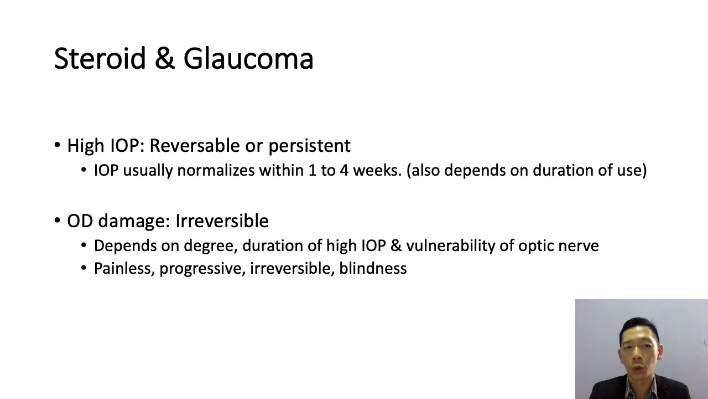For this, unfortunately, the answer is no. Is optic nerve damage always irreversible? And how fast the optic nerve damage can happen really depends on the degree of elevated IOP, the duration of the high IOP, and also the vulnerability of the optic nerve. So patients who have a very high cup to disc ratio, who are almost in advanced glaucoma, can be hit very hard by any small increase in intraocular pressure. Another danger of this optic nerve damage, as I mentioned, is that it is always painless, progressive, and irreversible, and at the end will lead to blindness.